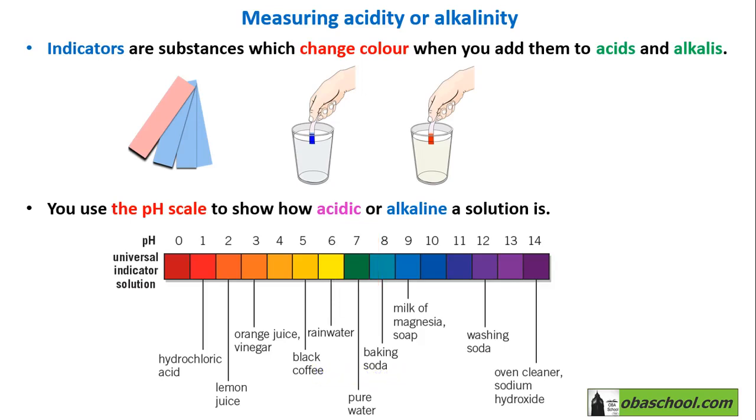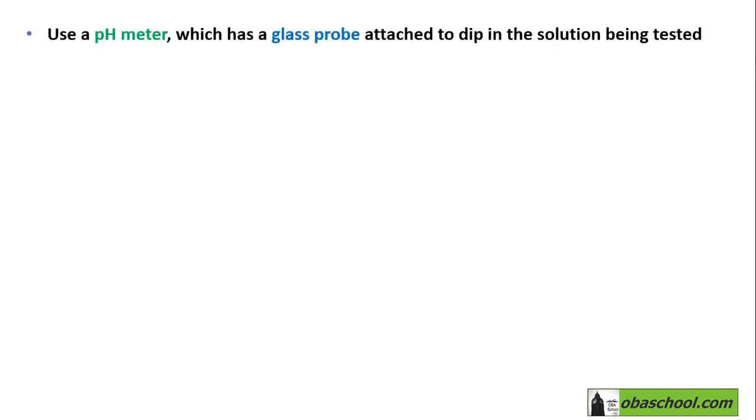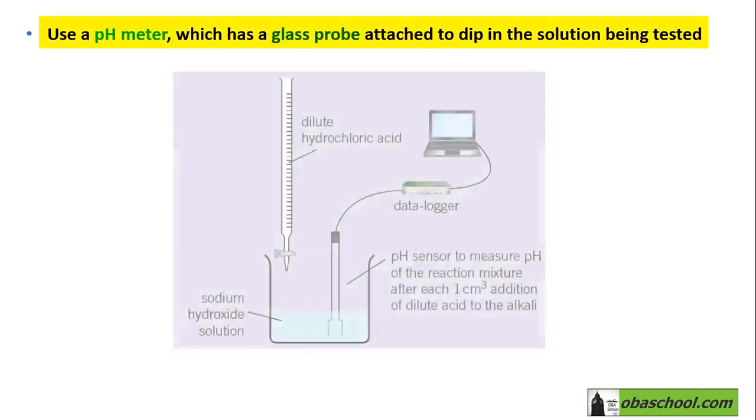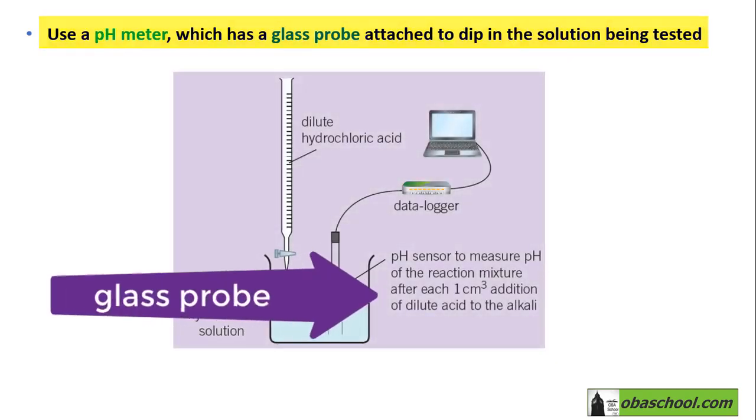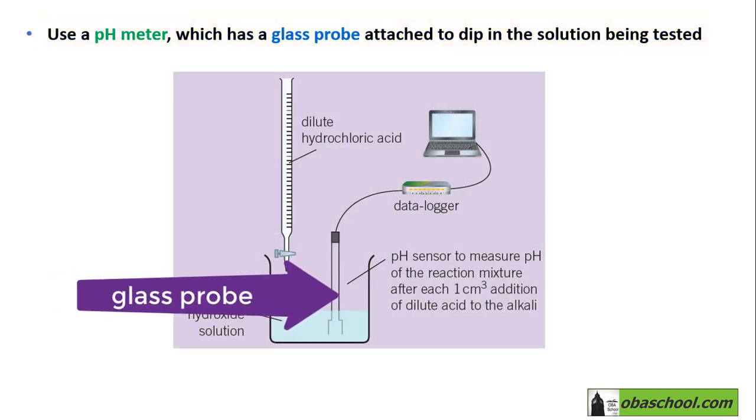Alternatively, you can use a pH meter. As you can observe here, you can use a pH meter which has a glass probe attached to dip in the solution being tested. Some electronic pH sensors give a digital display of the pH directly, and others can be attached to data loggers and computers to monitor and record pH changes over time.